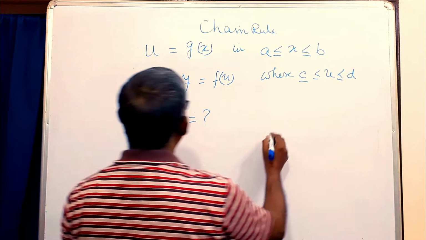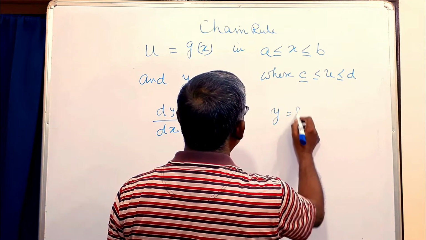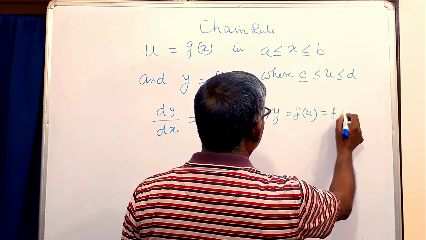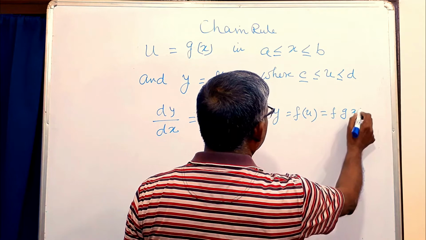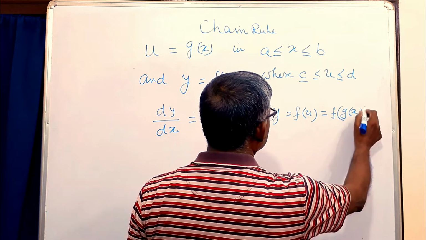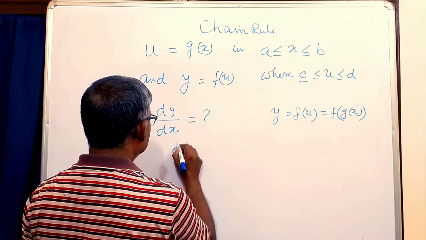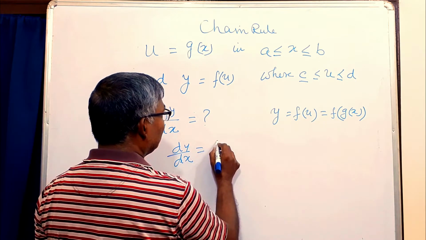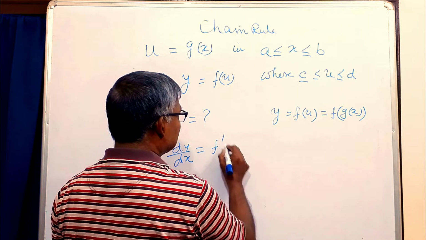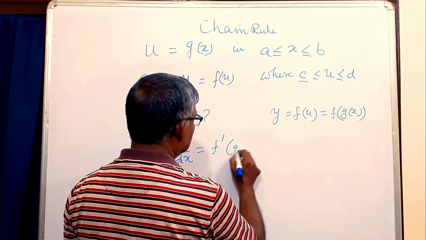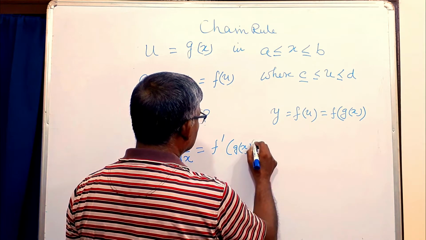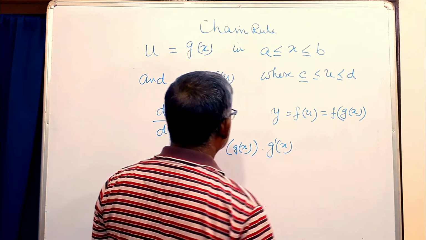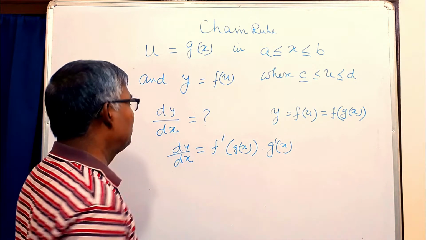Here you see y is a function of u and u is a function of x. So we can write dy/dx equals f dash g(x) into g dash x. It is called chain rule.